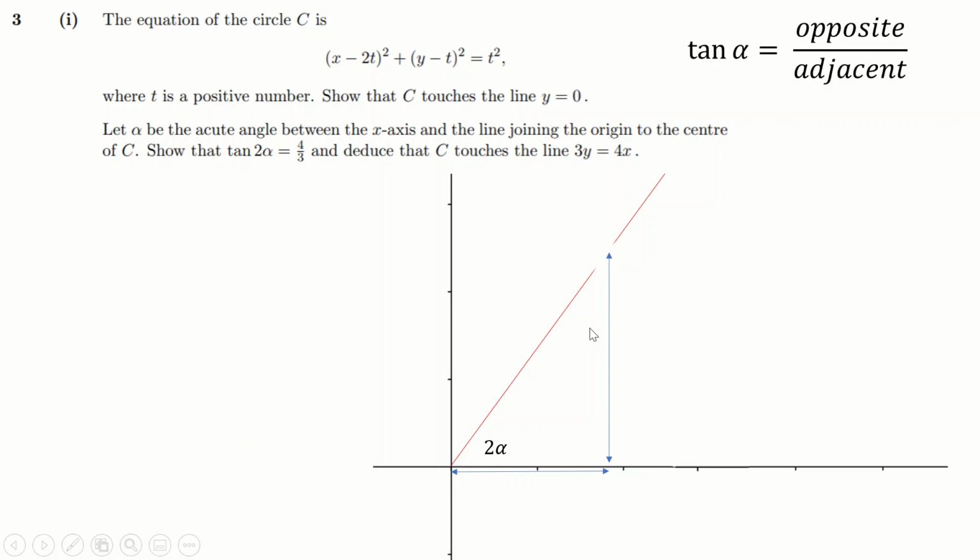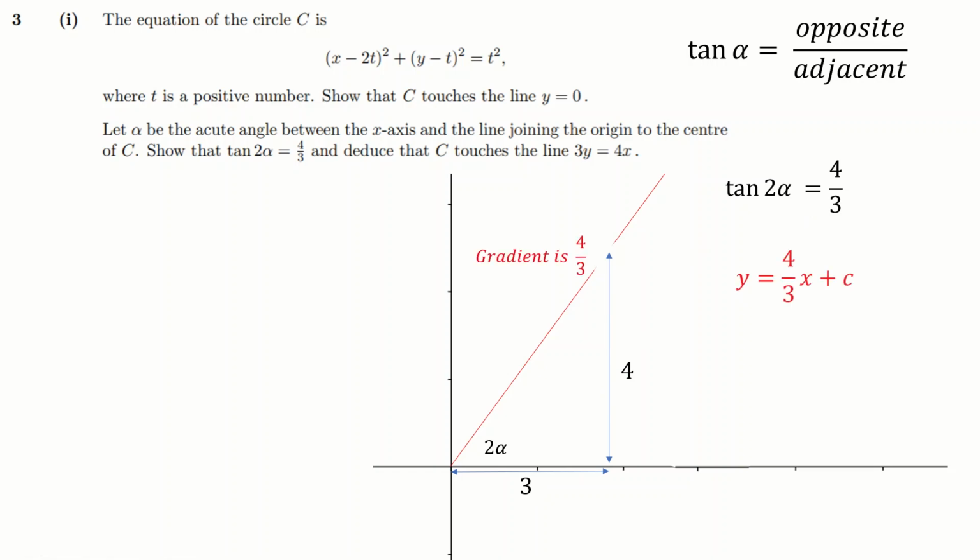Now, I've just discovered earlier, and the question gave me, that tan 2 alpha is 4/3, which means the ratio of this line to this line is 4/3. Because, again, just using this rule, in this triangle, tan 2 alpha is 4/3, opposite over adjacent, which means the gradient of this line is 4/3.